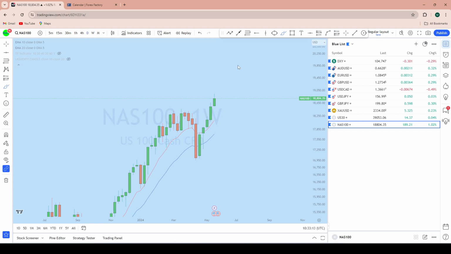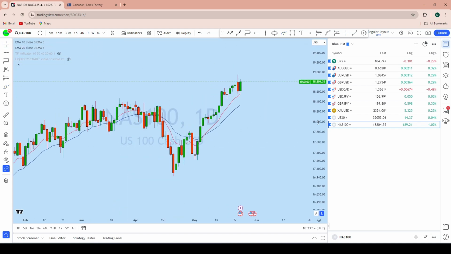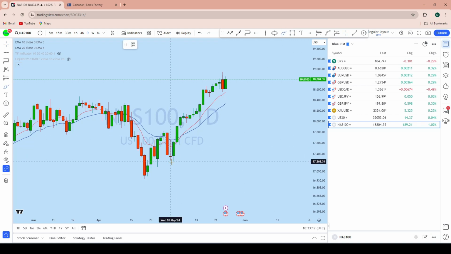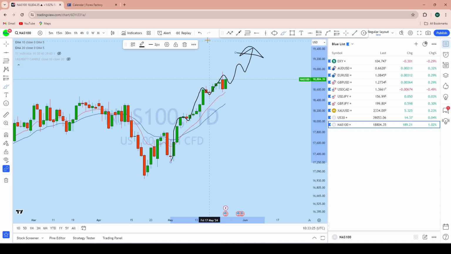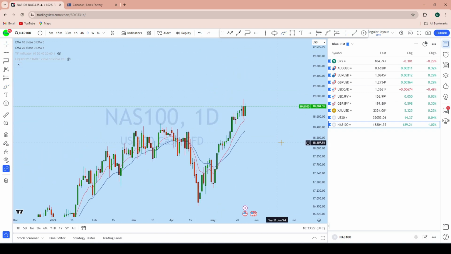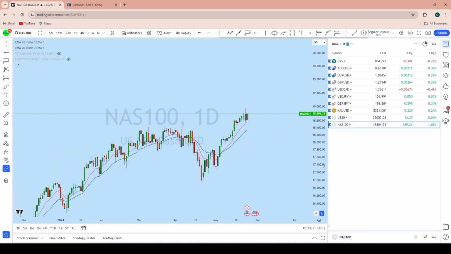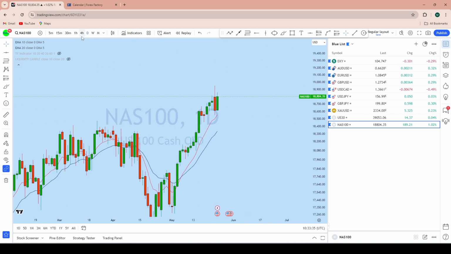Now looking at the daily chart, this is a daily bullish market structure. What we can see is an impulse, narrow correction, impulse, narrow correction. The market is forming a series of higher highs and higher lows, which is basically a bull market on Nasdaq, expecting this price to come down further and then continue to rise to create a new higher high.